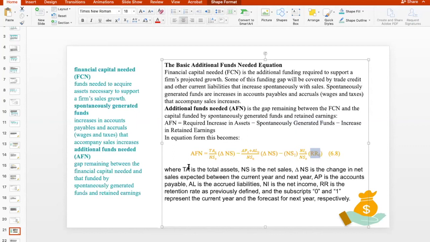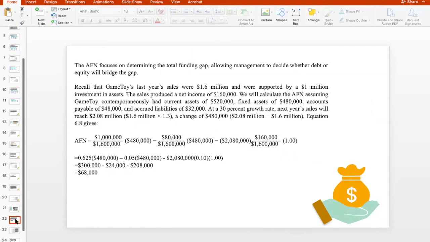So the subscripts 0 and 1 represent the current year, while 1 represents the forecast next year، يعني توقعات السنة الجاية. So this is how we compute the additional funds needed. So let's take an example.